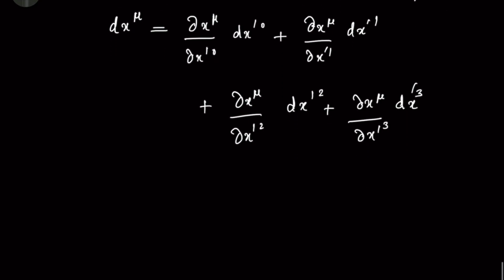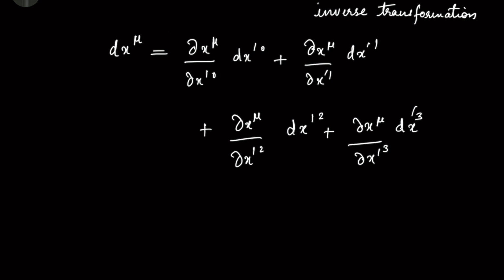So you can see that when I take the total derivative of x mu, it is a very big expression. So I can actually write it in a short form. So how do I write it in a short form?